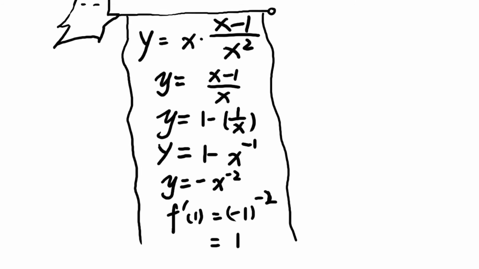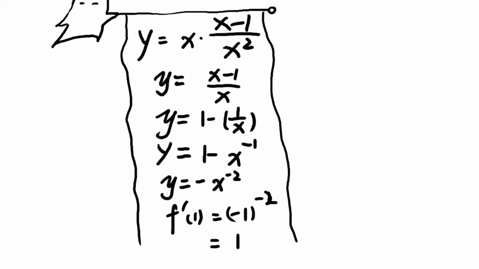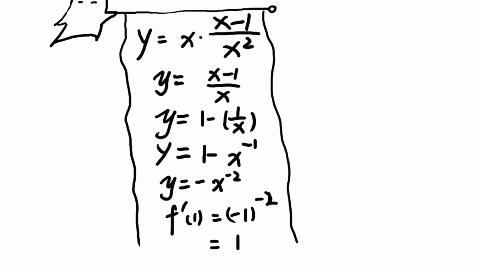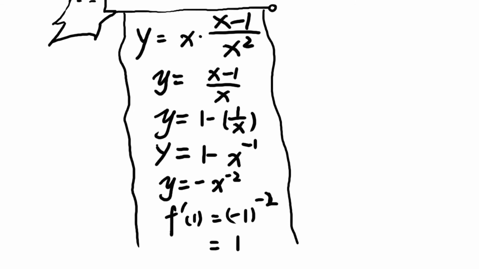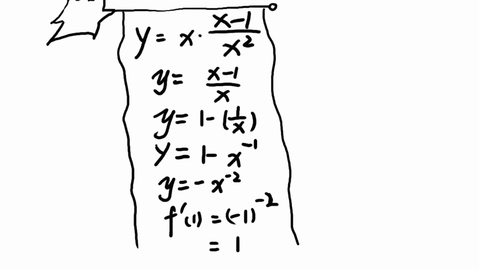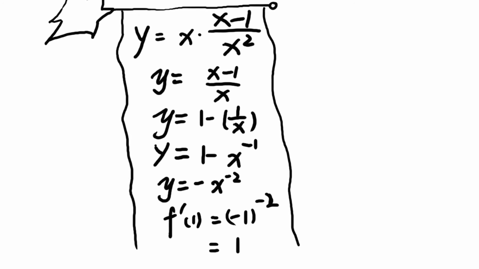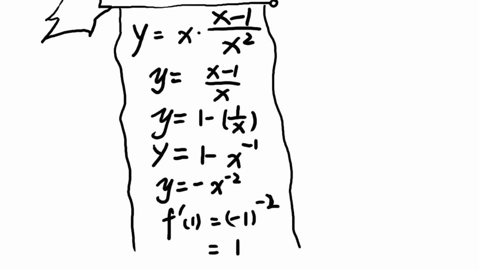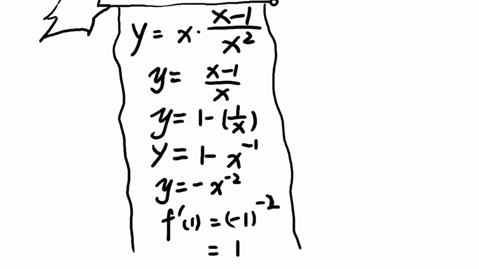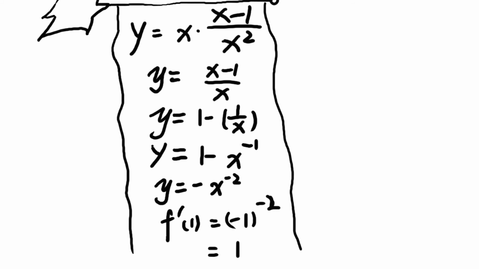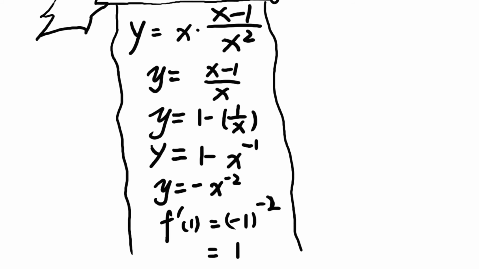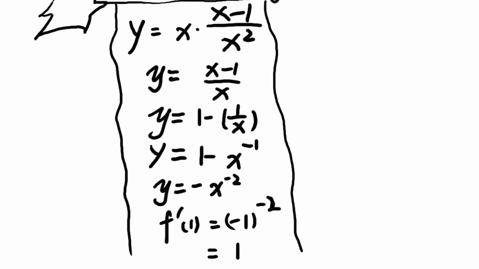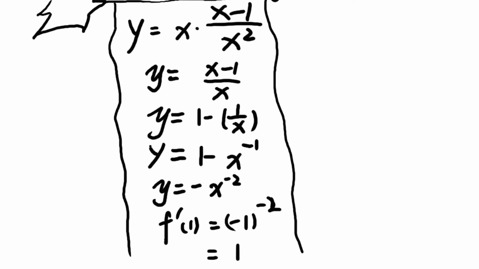And then we can write it as y equals 1 minus x to the negative 1 power, and then we can apply the power rule. So again, the derivative of 1, a constant number, is always 0, so it is negative times negative 1 gives x to the negative 2 power. And then we can plug in the point (1, 0), so f'(1) equals 1 to the negative 2 power, and we can see the answer is 1.